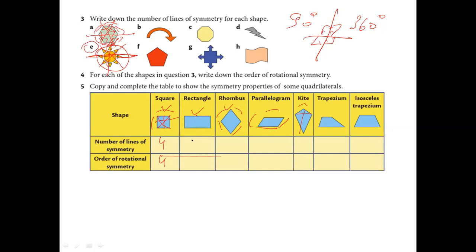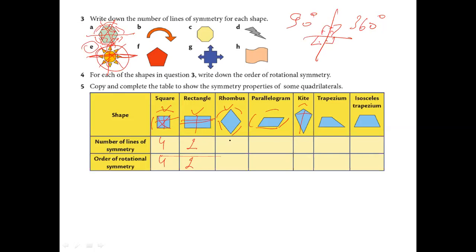In a rectangle, how many lines of symmetry? First vertically, and second, horizontally. So it has two lines of symmetry. And what is the order of rotational symmetry? Also two. If you remember, we tried it in previous minutes.